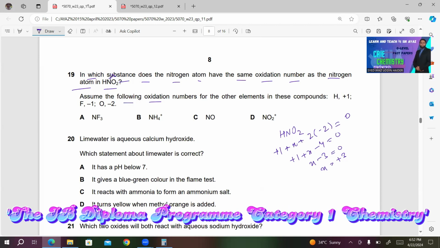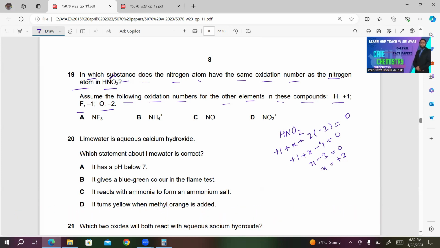Assume the following oxidation numbers for the other elements in these compounds: H +1, F -1, O -2. They have provided this information. So N must be +3. A must be the right answer. In A, it's carrying +3 because there are 3 atoms of fluorine and each fluorine is carrying -1. For your convenience, I'm finding the oxidation number of nitrogen in the other ions and compounds.